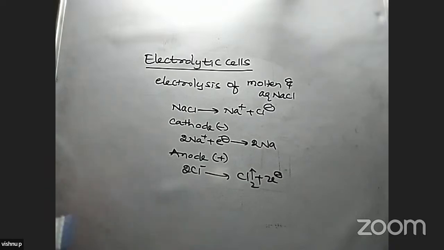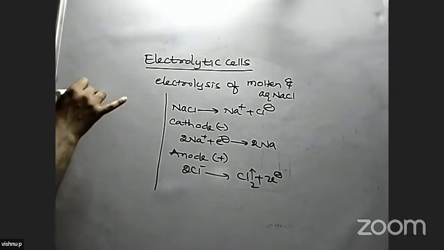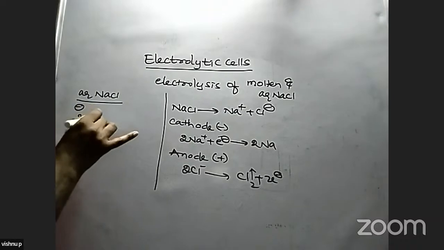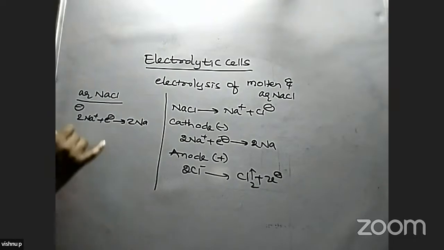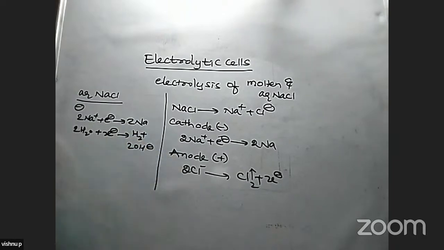That is for molten NaCl, but if you use aqueous sodium chloride, what is the reaction? What reaction takes place at the cathode? At the cathode, sodium ions accept electrons and give sodium. At the same time, water is also present in the aqueous solution, and water accepts electrons and is converted into H2 plus hydroxyl ions. So hydrogen gas is evolved in this reaction.